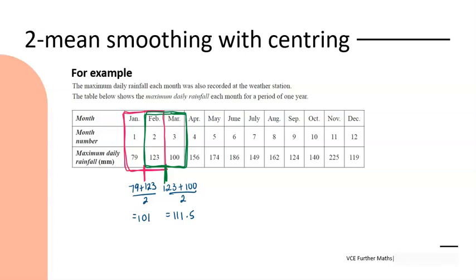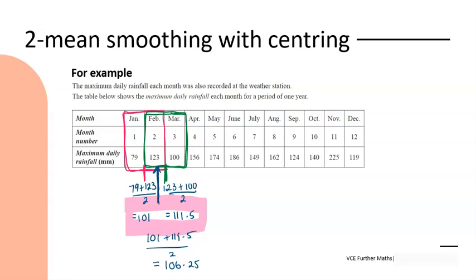My final step is then to combine those 2, this centering process. When we're centering those values, we're looking at these 2 values that we have found and averaging those. Our answer here will line up back in the middle of those 2 values, so we're lining back up with February, time code 2. So 101 plus 111.5 divided by 2 gives me my centered value of 106.25.